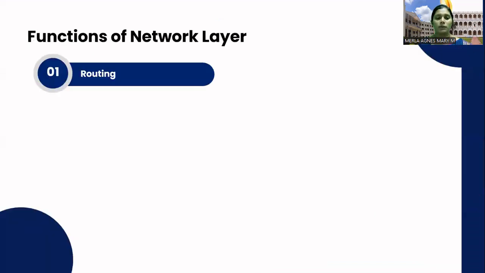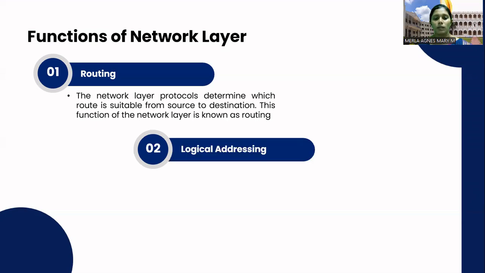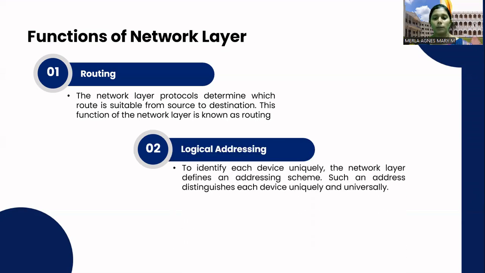So let's see the functions of the network layer. The first function is routing. This is used to find and send the data from the source to the destination. And the second is logical addressing. This is the IP address. It is used to uniquely identify, and it can also be accessed universally.